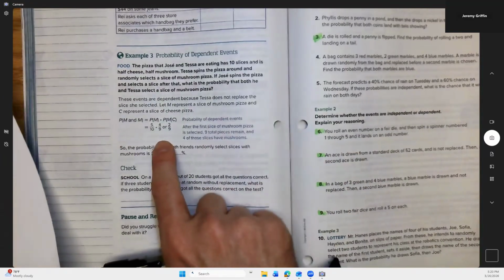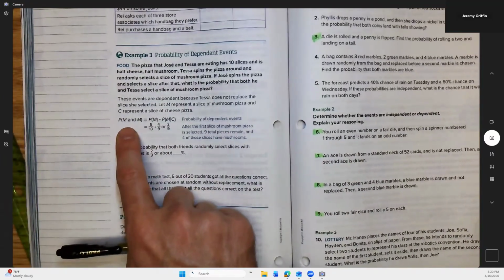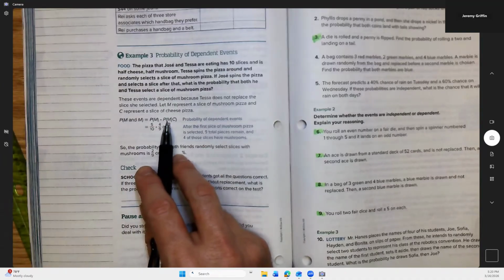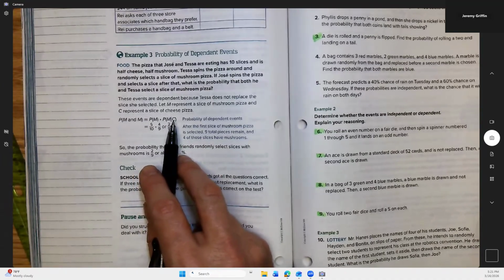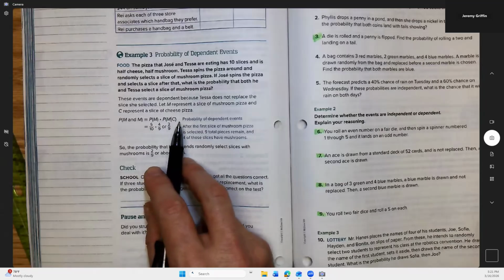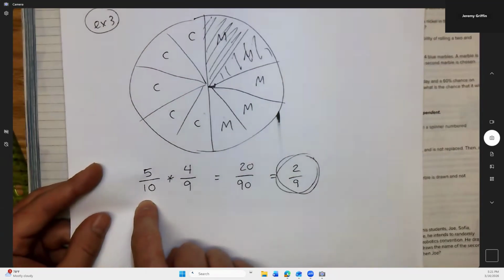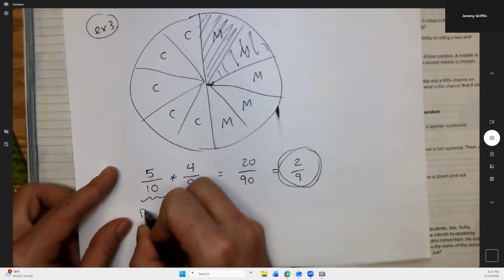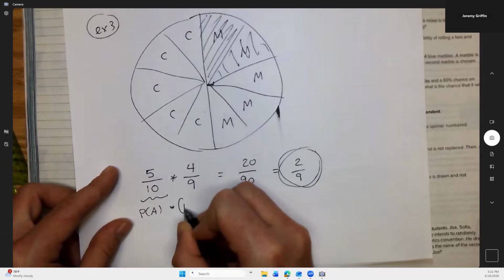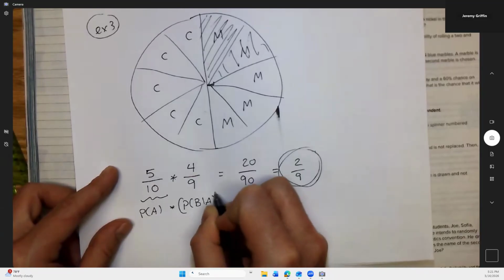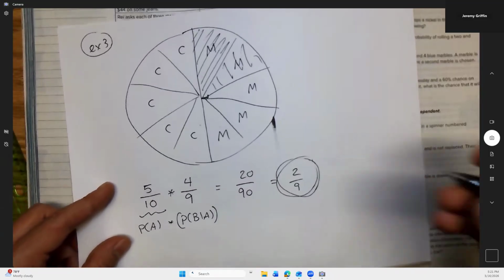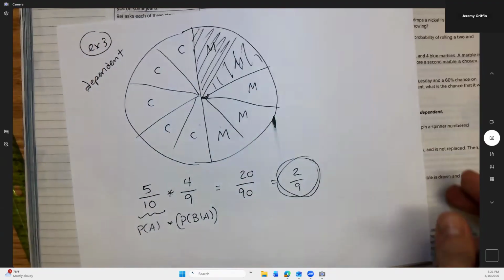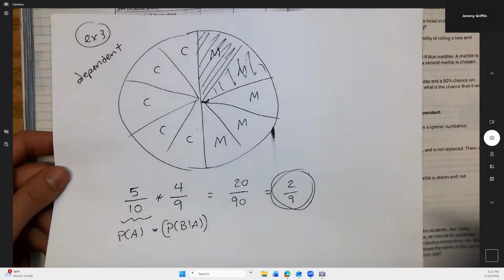Is that what your book came up with? Yes, and that's exactly how they did it too. Probability of mushroom and mushroom is the probability of mushroom for Tessa times the probability of mushroom for Jose, given that Tessa got mushroom at the first go round. So this is probability of A happening multiplied by probability of B given A. You can think of it that way. Because it's a dependent event. Dependent events, because Tessa's not putting that mushroom slice back. She likes the mushroom slice.